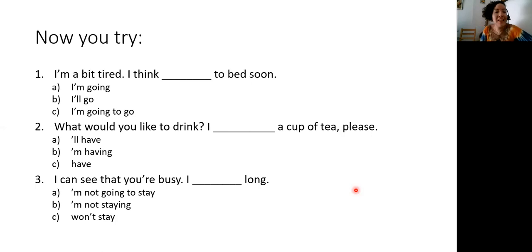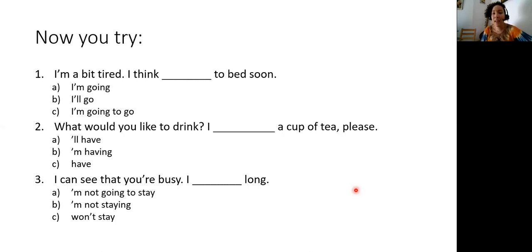Ready? So, number 1. I'm a bit tired. I think I'll go to bed soon. Okay? Number 2, that was B, sorry. Number 2, what would you like to drink? I'll have a cup of tea, please. That's A, okay? And then number 3, I can see that you're busy. I won't stay long. That's C, okay?